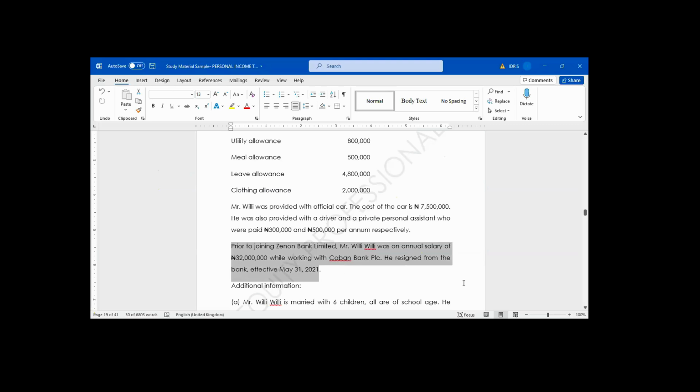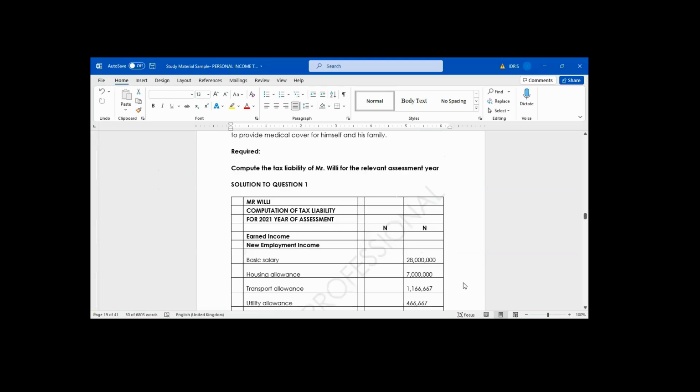Mr. Willie, we are going to say earned income. All the income given to us in this question is earned income. There is no unearned income. There is no rent received, no interest received, no dividends received. Under the earned income, we have employment income and income coming from trade. In this question, the only income given to us regarding Mr. Willie is employment income.